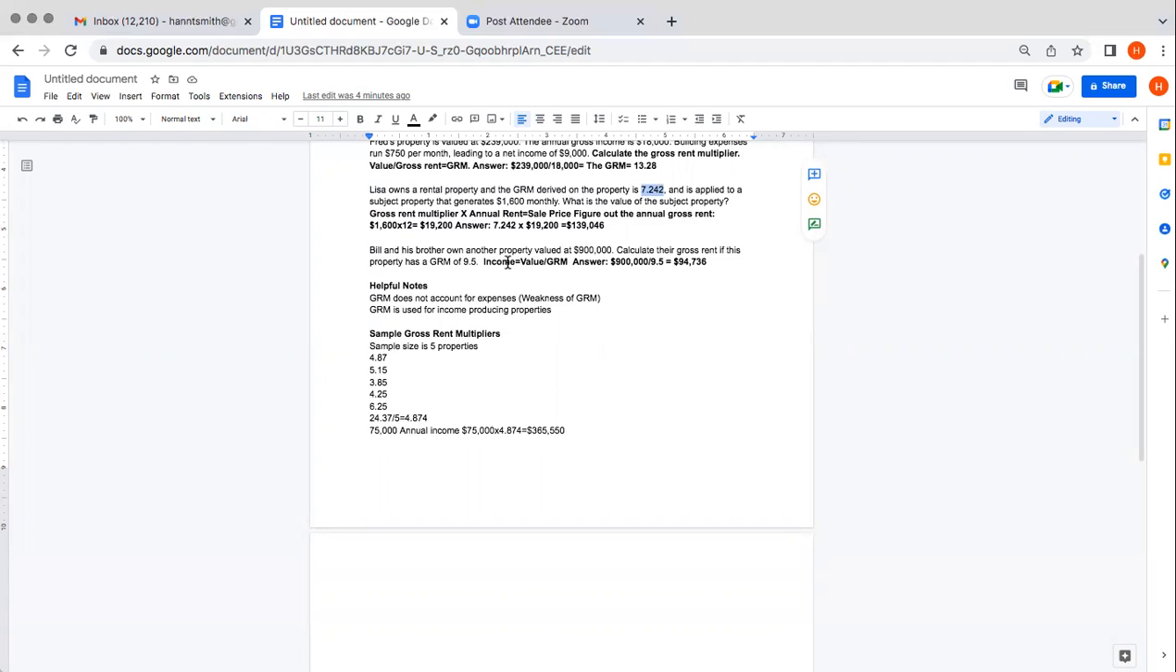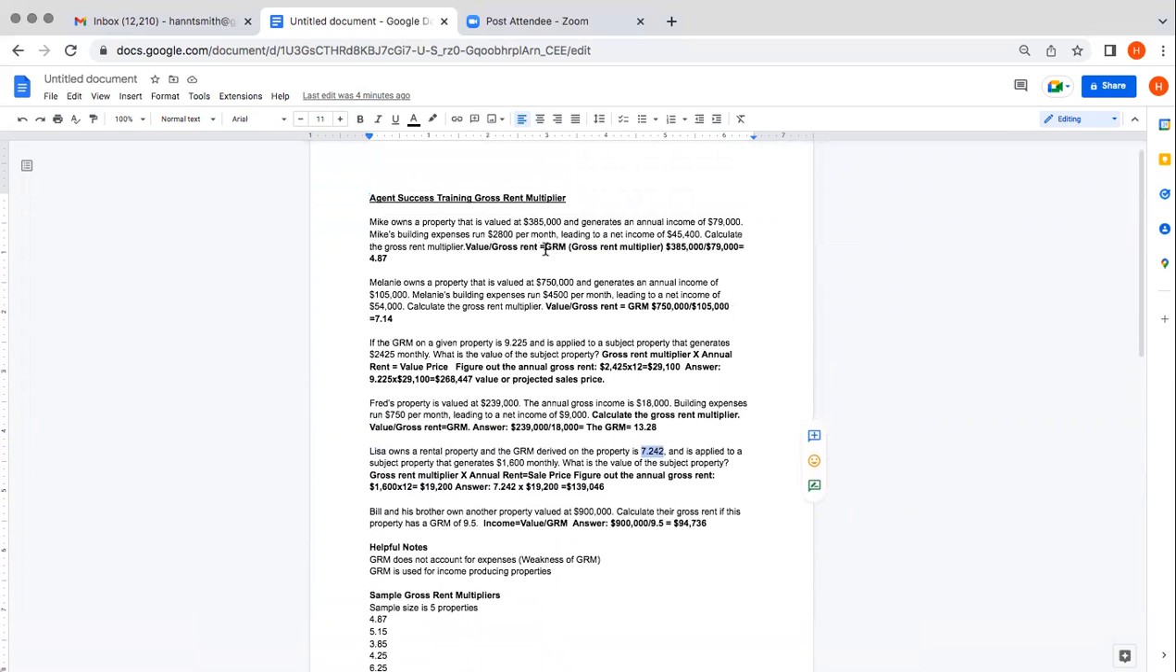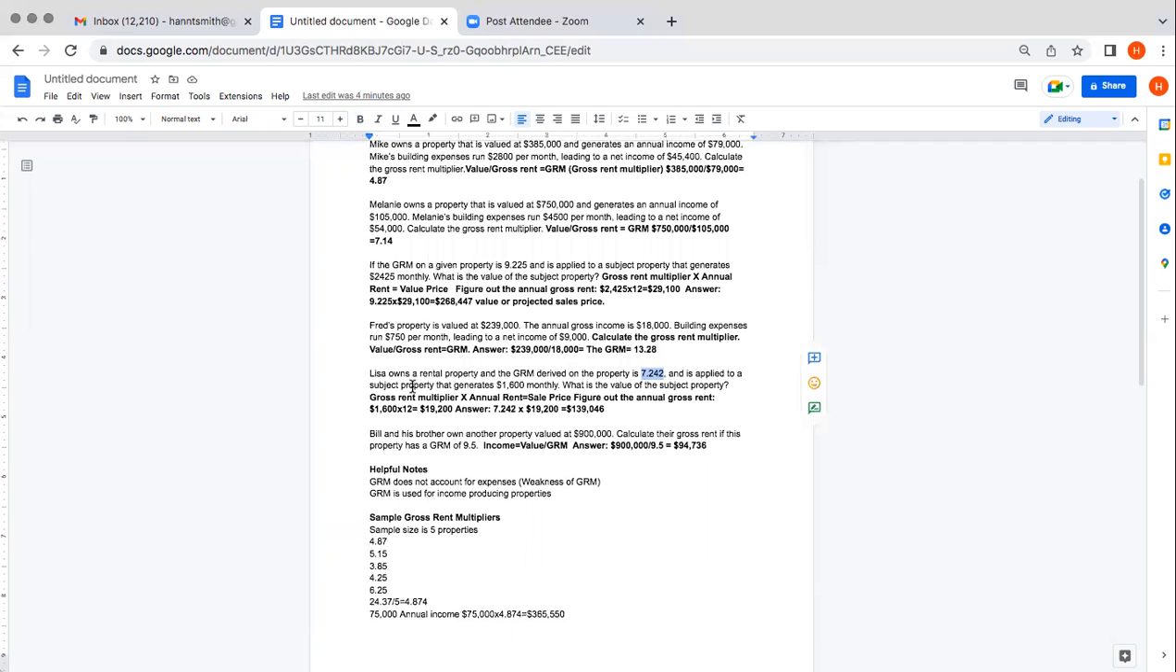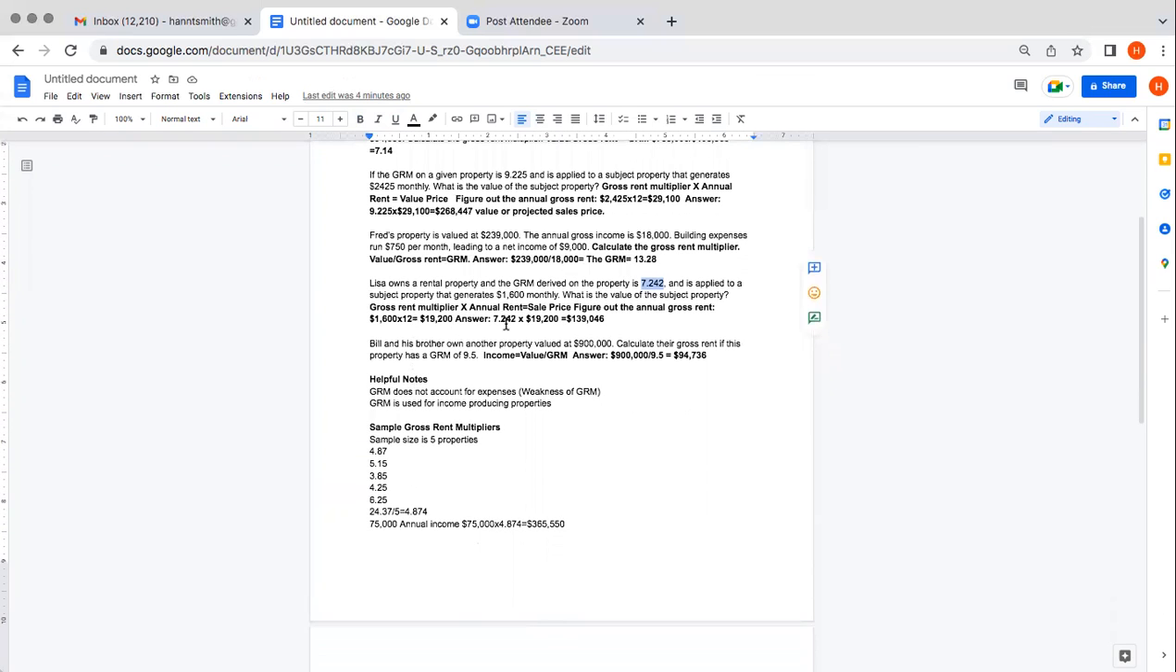If they're asking for the income, you're going to take the value divided by the gross rent multiplier. That's going to give you the income. If they're asking for the gross rent multiplier, like they are up here, you're going to take the value divided by the gross rents to get the multiplier. And you may be looking for the value of the property, which equals the gross rent multiplier times the annual income to get the value of the property.